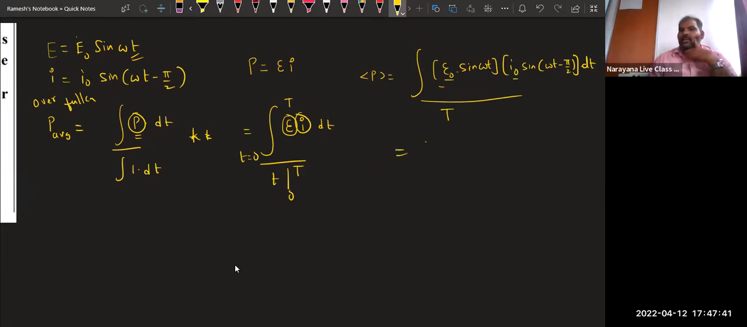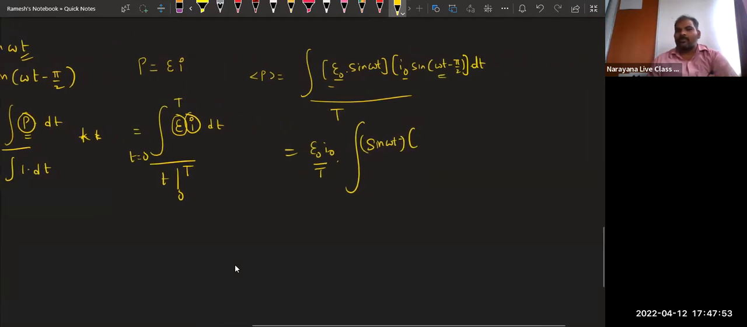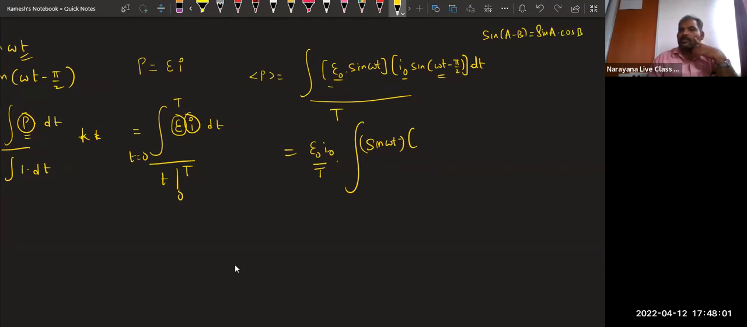E naught, I naught I can take outside now, and by T also I can take outside. Integration of sine of omega t, and I will expand this sine A minus B formula. Sine of A minus B formula: sine A into cosine B minus cosine A into sine B. Correct or not? So I will write sine of omega t into cosine of 90 minus cosine of omega t into sine of 90, into dt.